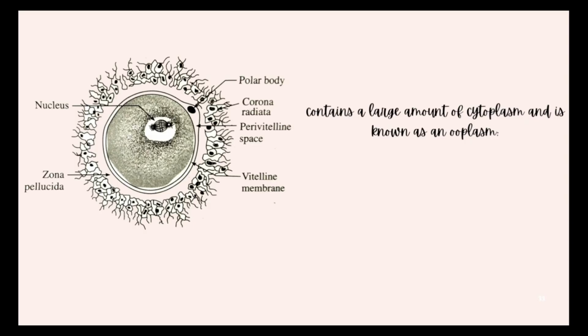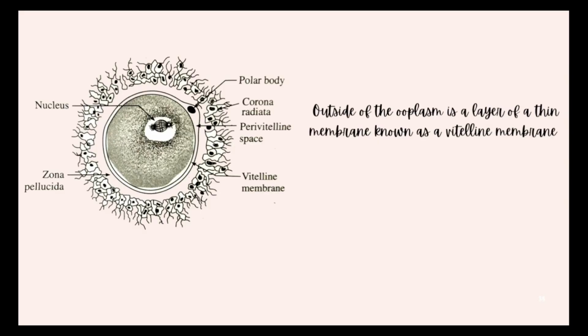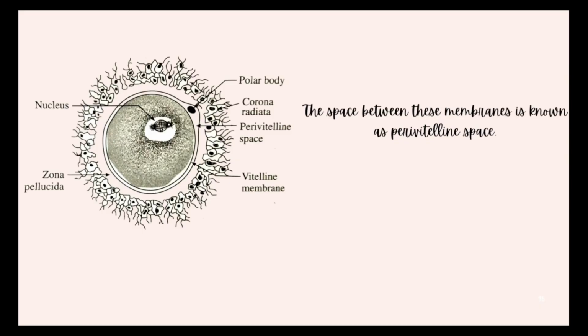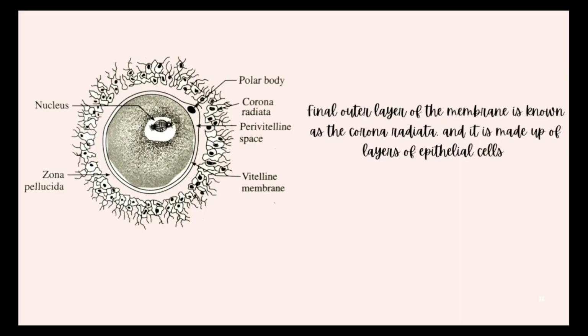It contains a large amount of cytoplasm, which is otherwise known as ooplasm. Now, outside the ooplasm is a layer of thin membrane called vitelline membrane or the plasma membrane. And this is covered by another layer called zona pellucida. The space between these two membranes, the plasma membrane or the vitelline membrane and the zona pellucida, is called perivitelline space. The final outer layer of the membrane is known as corona radiata, and it is made up of the layers of germinal epithelial cells.